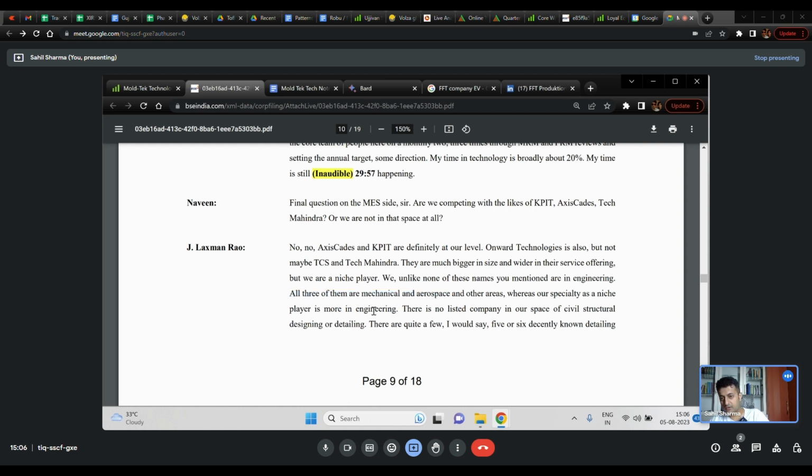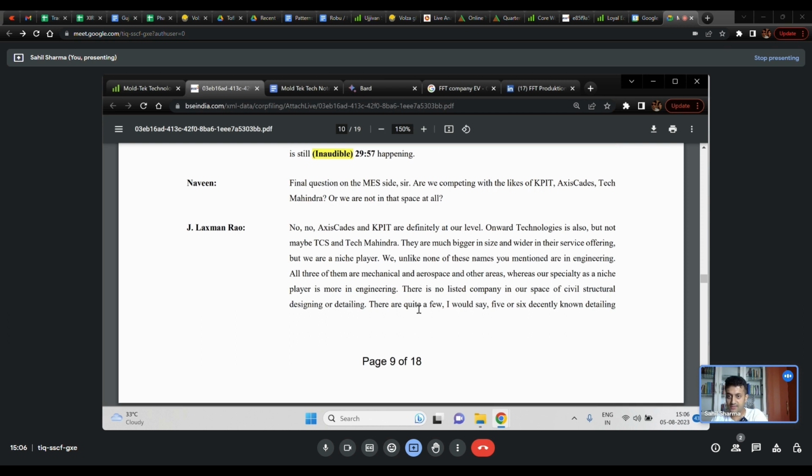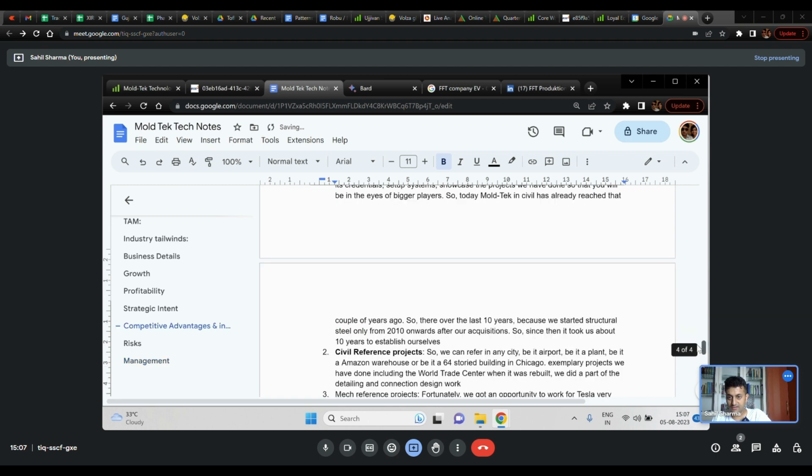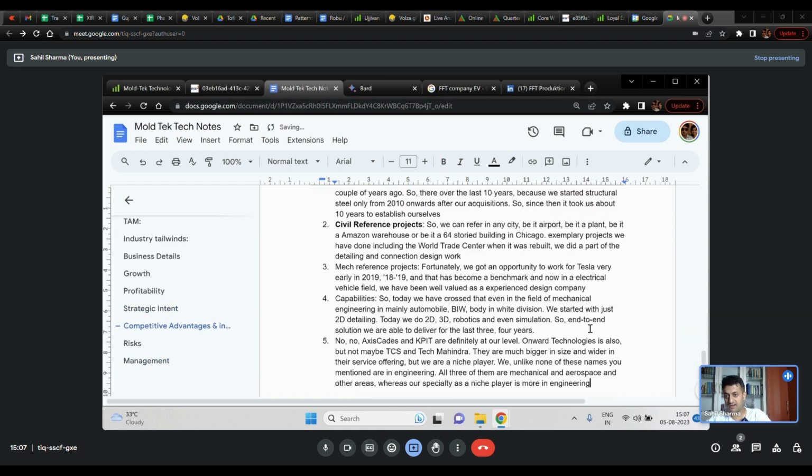I think this is important to understand that this company is more into engineering, not like a software company, they're more like an engineering services company. Yeah, there's no listed company in our space of civil structural designing or detailing. Now, the interesting thing he says, and this is very important to highlight. So yeah, all of them are in mechanical, and then these guys are more in engineering. This comes in competitive intensity and basically competitor analysis.